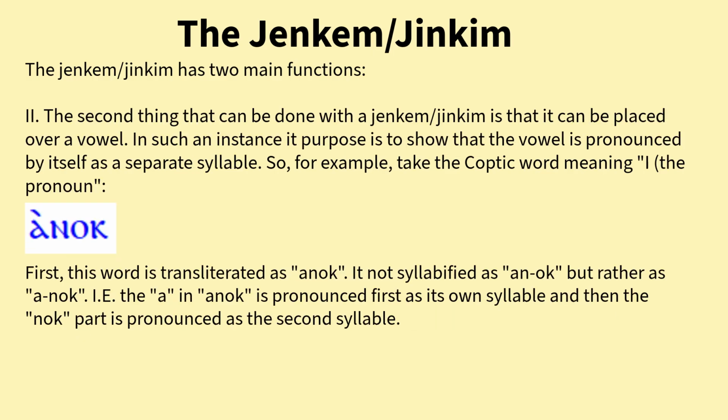Moving on to the second primary function, or second main function, of the jenkim or jinkim. The second thing that can be done with a jenkim is that it can be placed over a vowel. In such an instance, its purpose is to show that the vowel is pronounced by itself as a separate syllable. So, for example, take the Coptic word meaning I, as in the pronoun I. This word isn't pronounced an-ok, it's pronounced a-nok.